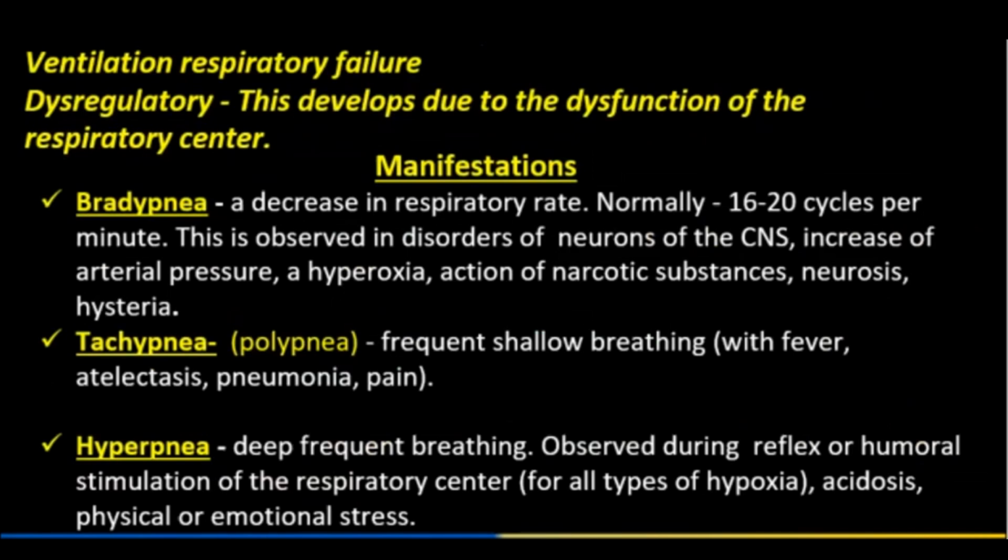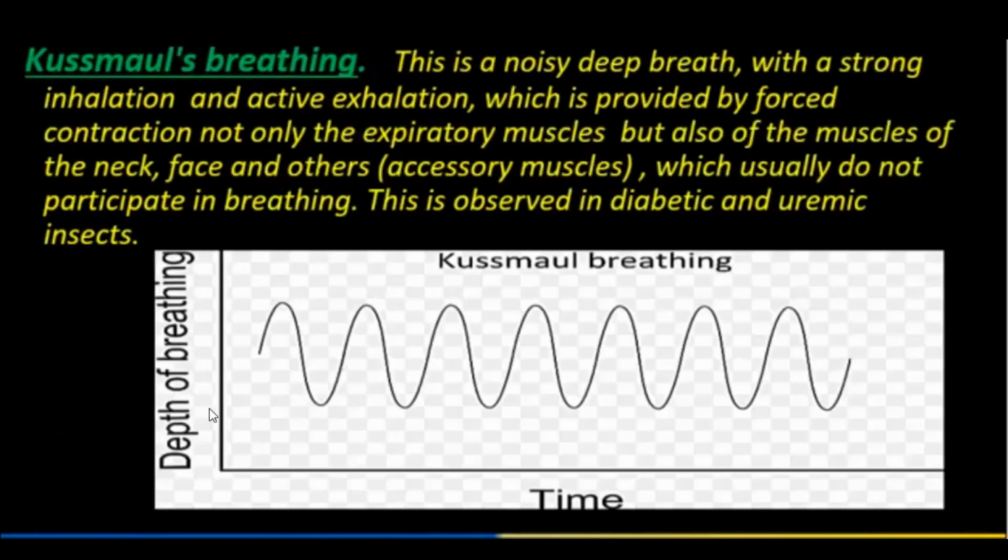Ventilation respiratory failure, some variants. One is the dysregulatory variant. This develops due to dysfunction of the respiratory centers. Manifestations: bradypnea, tachypnea or polypnea, and hyperpnea. Kussmaul breathing is a noisy, deep breathing.